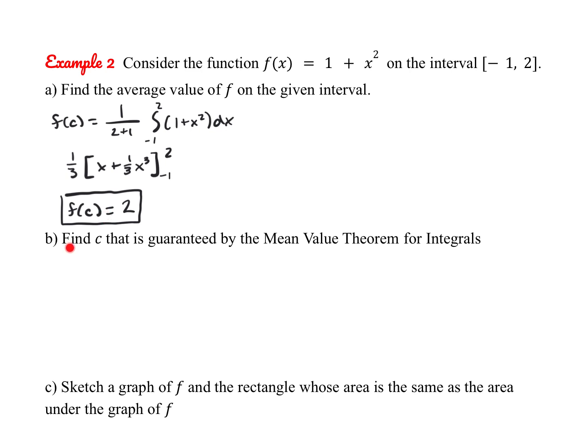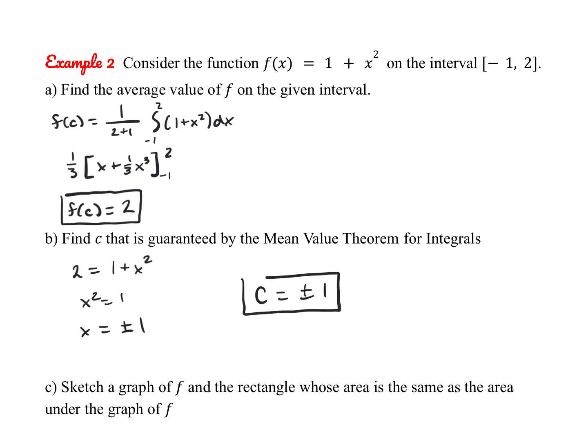All right, and now for part B, we want to find that c value that is guaranteed by the MVT for integrals. So again, we're just finding the x value that corresponds with this height. So we're just taking this height and setting it equal to our original function. So we want to know, again, the x value that generates that y value. So here we get x squared equals 1. So we actually get two values here. X equals plus or minus 1. So those c values, again, we'll just call them c, are plus or minus 1. So there's actually two values that work for this problem.